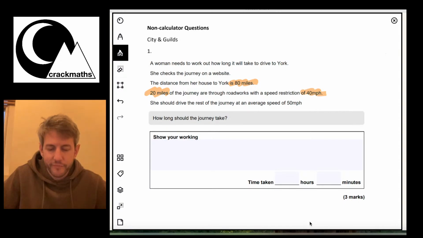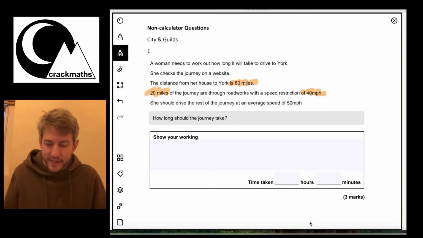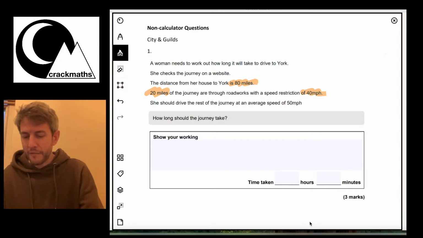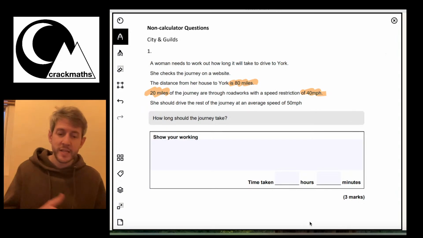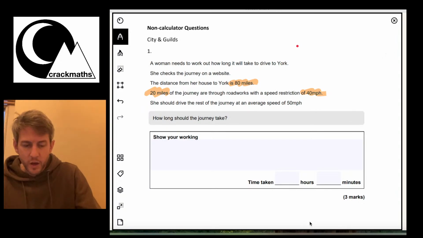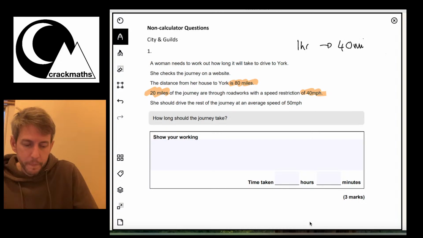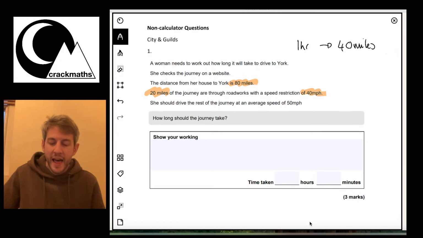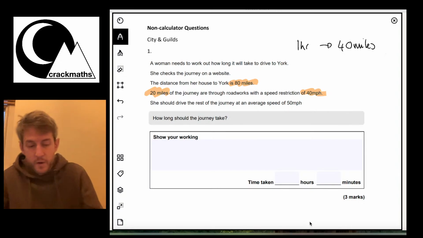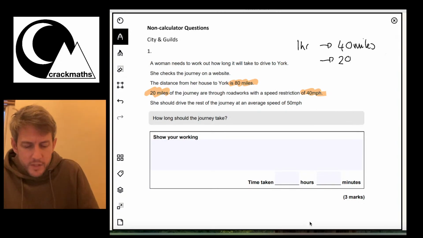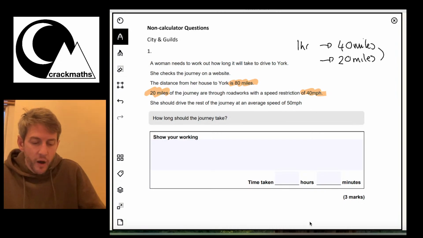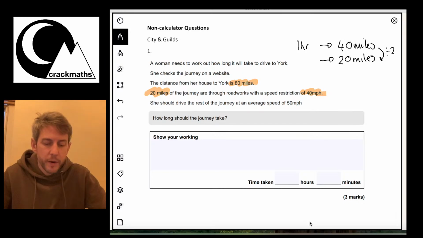I'm going to think about this speed that we have. 40 miles per hour means in 1 hour they're going 40 miles. So I'm going to write it out like this: 40 miles per hour means 1 hour is 40 miles. That's what 40 miles per hour means. And I can see that 20 miles of the journey are through roadworks at this speed. If in 1 hour that'd be 40 miles, I want to find out how long it'd take to do 20 miles. Now I can see that 40 divided by 2 is 20.